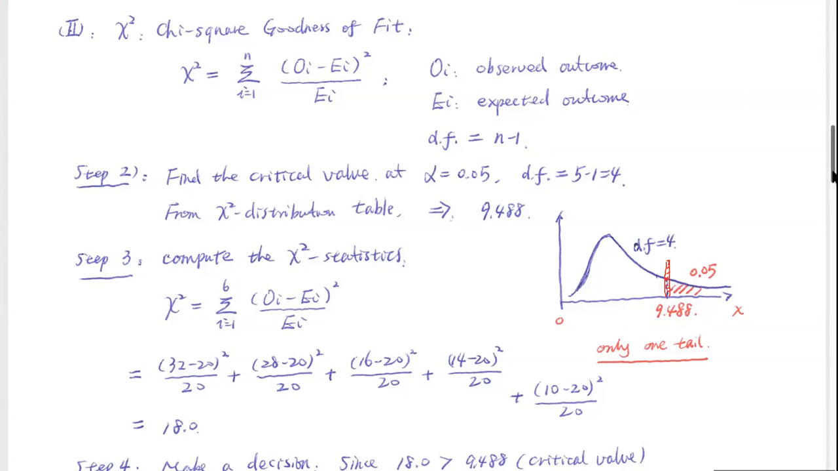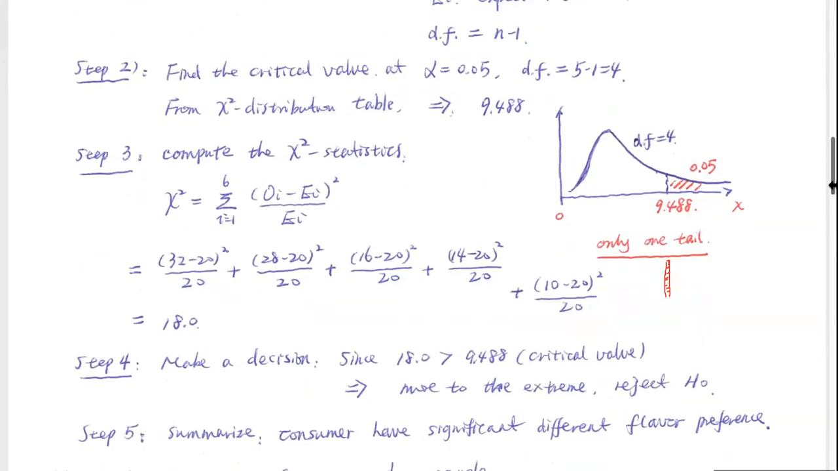Where's our data, everybody? Data tells us 18.0, right? The data from the calculation is 18.0, which is further away from what we call the center. The center is H0. So the data is further away. For example, here is 18 point something, right? It's further away from the center. So what are we going to say? Reject. Reject what? H0.